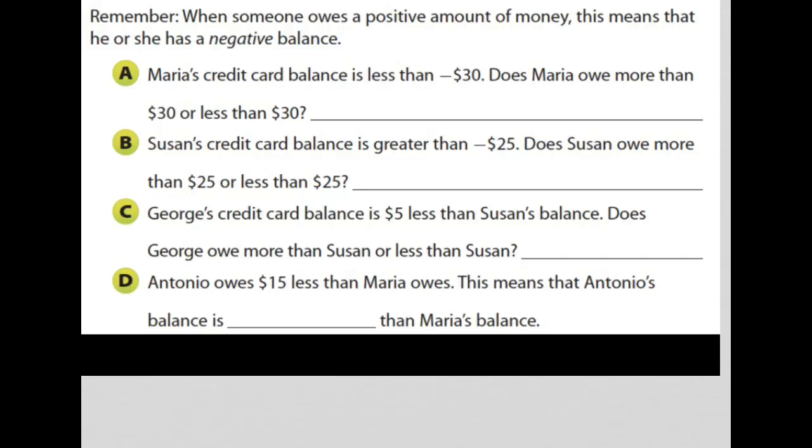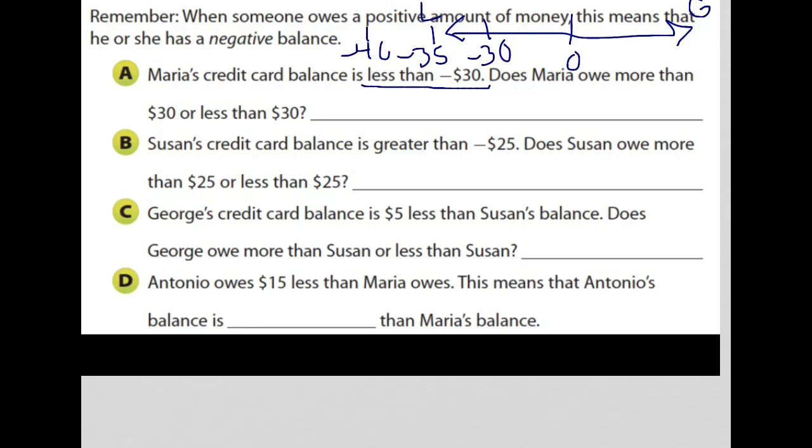So first thing I'm going to do is go ahead and draw a number line. We'll put on that number line 0 as always a reference point or a place to start. Then I'm going to put negative $30. So it says on here, and I'm going to underline this, less than negative 30. So her balance is less than that. So remember that on the left is less, on the right is greater. So she might owe something like negative 35 or negative 40, something less than negative 30, which means Maria owes more than $30 in order to pay it off to get to 0.